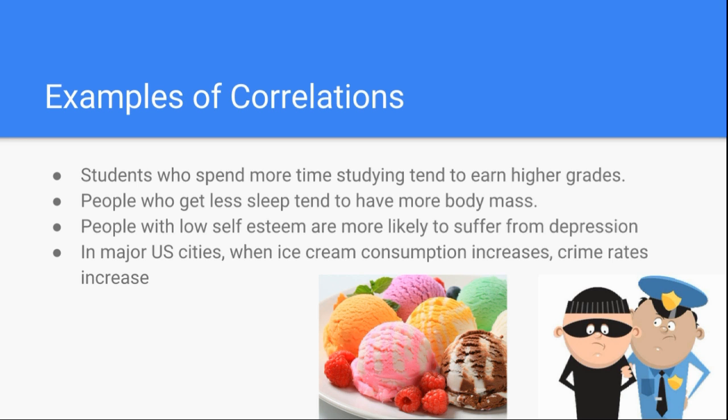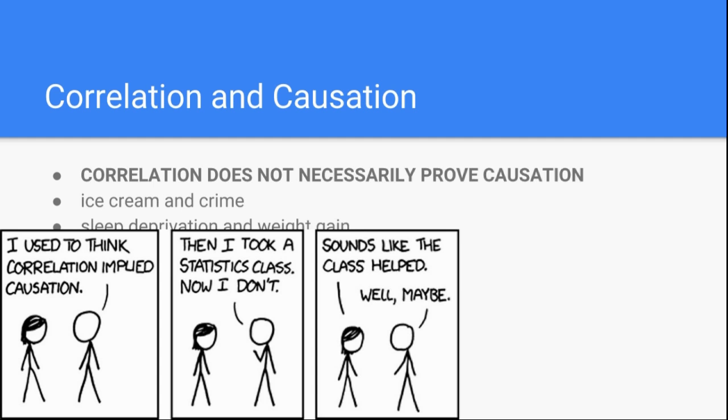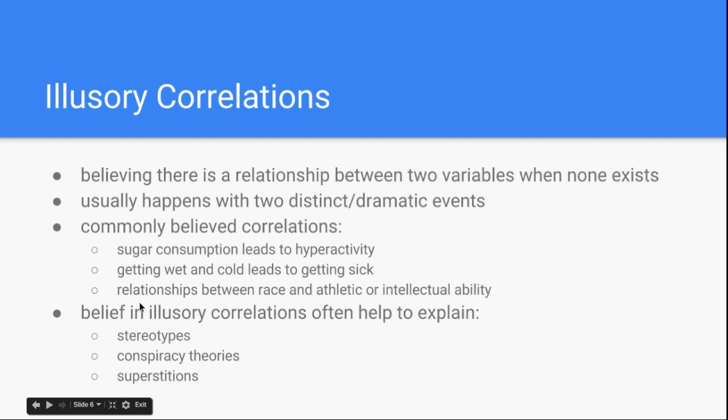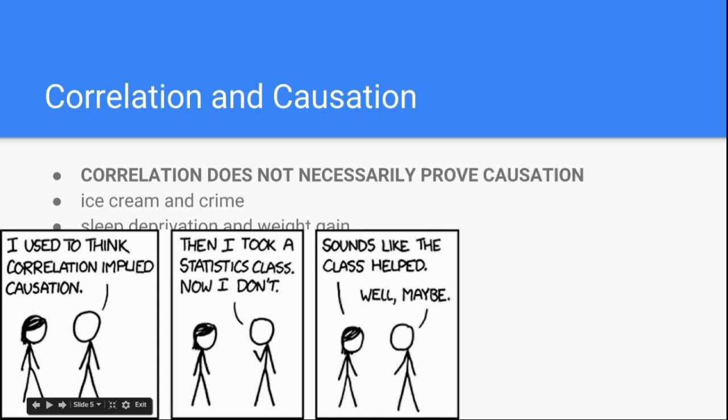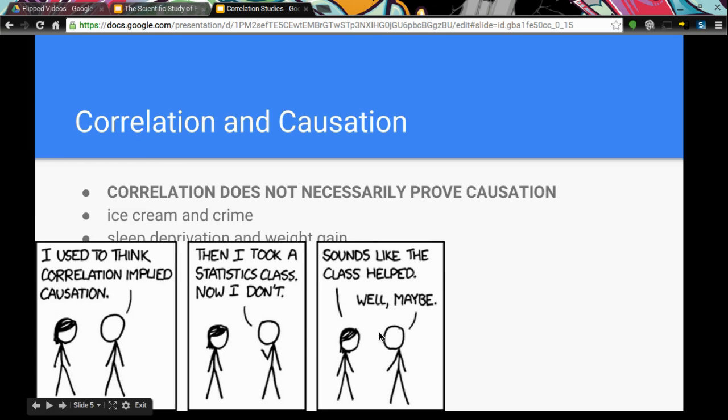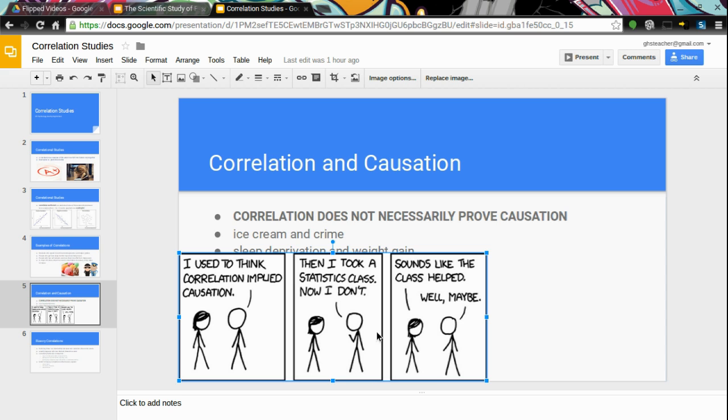And so while they covary very nicely, while there is definitely a correlation between ice cream consumption and crime rates, there is not a causal link. So it leads to this quote that we need to understand, and that is that correlation does not necessarily prove causation.